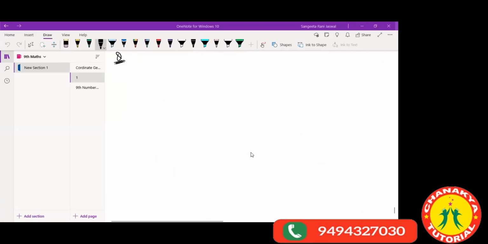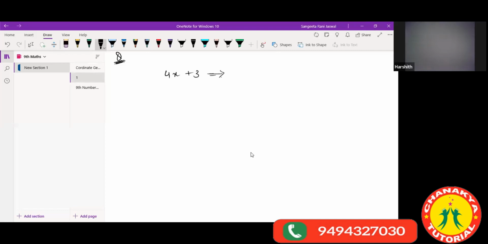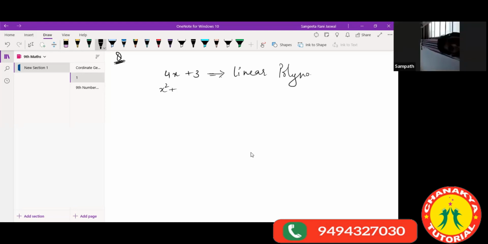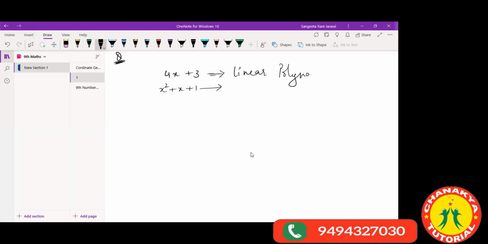Suppose if you have this kind of polynomial, I'm just taking one polynomial. Its highest degree is what? Highest degree is 1 here. So we call this type of polynomial a linear polynomial. And for questions where you have the highest power as 2, that means the highest degree of this polynomial is 2. We call such polynomials quadratic polynomials.